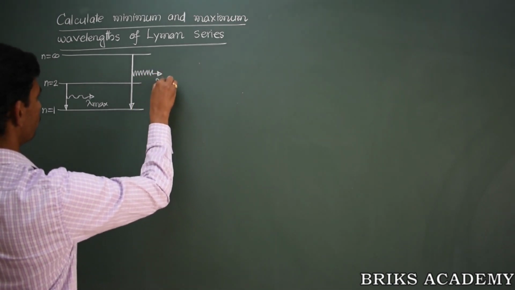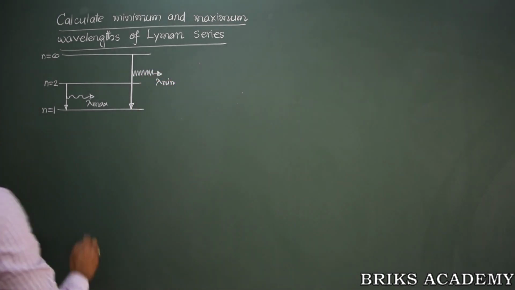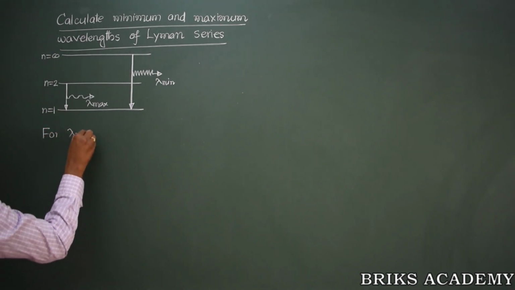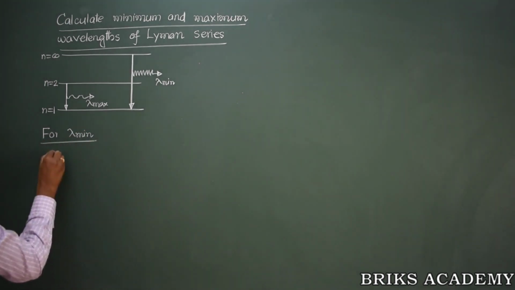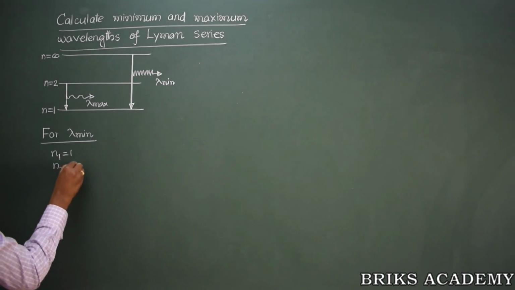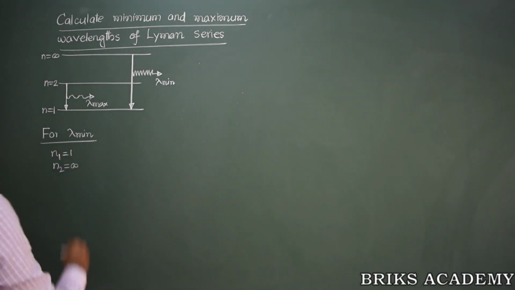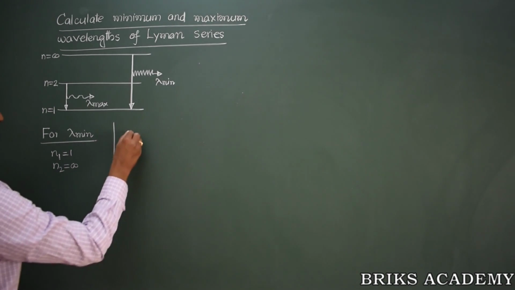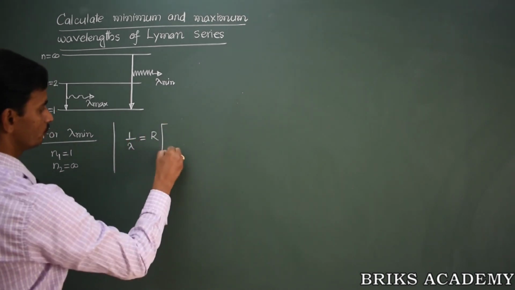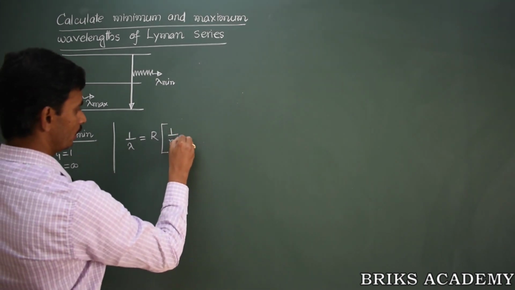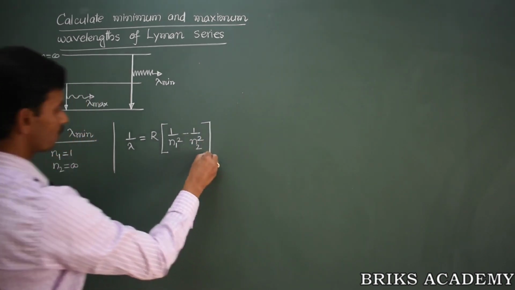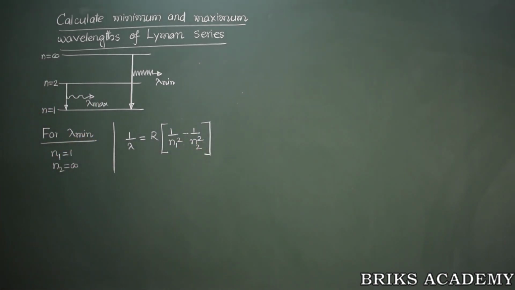Defined wavelength, we will say lambda minimum. Therefore, for minimum wavelength, for lambda minimum of Lyman series, n1 is equal to 1, n2 is equal to infinity. So considering the wavelength expression, 1 by lambda is equal to R into 1 by n1 square minus 1 by n2 square. From this expression we can calculate the minimum wavelength and maximum wavelength.